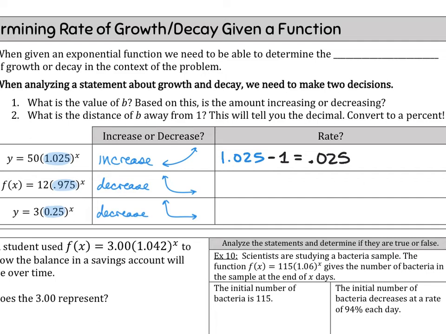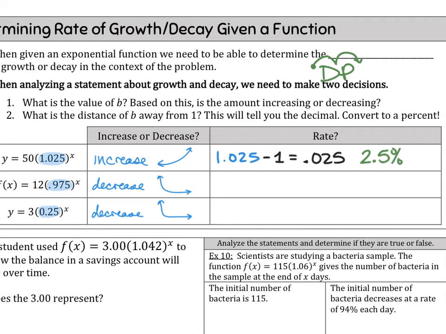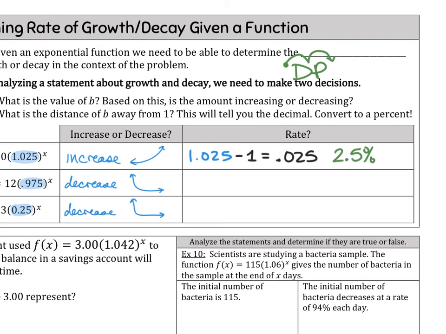Remember, if it's already a decimal and I want a percent, which direction am I moving the decimal? It's 2.5%, and it's a 2.5% growth. So what we've done is we've been able to look at the condensed version, 1.025, and change it into its rate of 0.025.